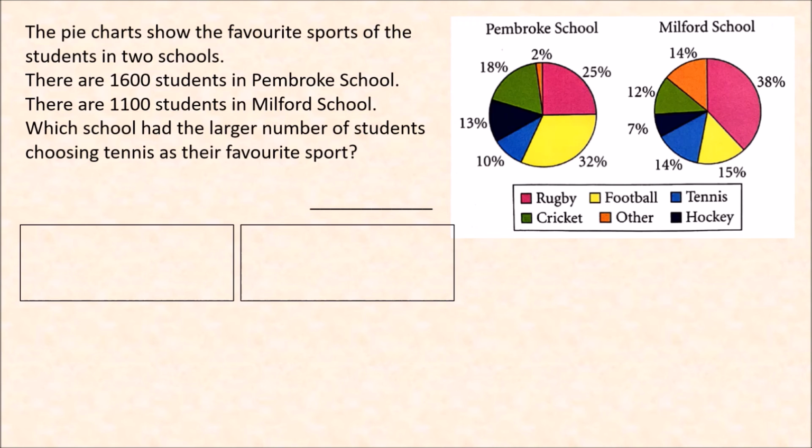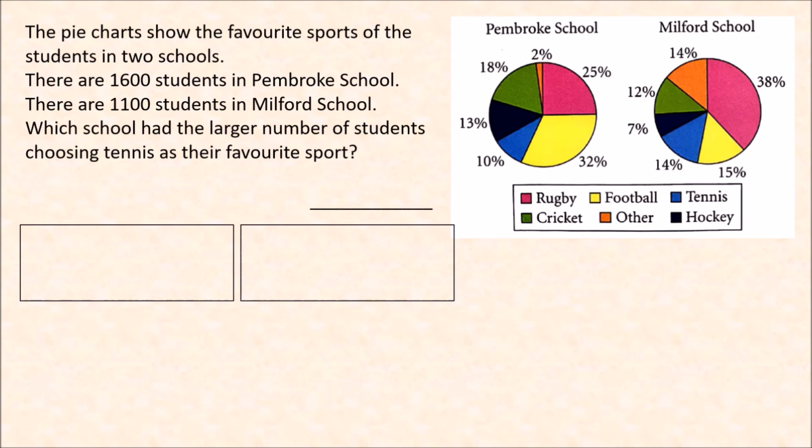Check your work. So the pie charts show the favorite sports of the students in two schools. There are 1,600 students in Pembroke School. There are 1,100 students in Milford School. Which school had the larger number of students choosing tennis as their favorite sport? Now, we are asked here for the larger number of students.